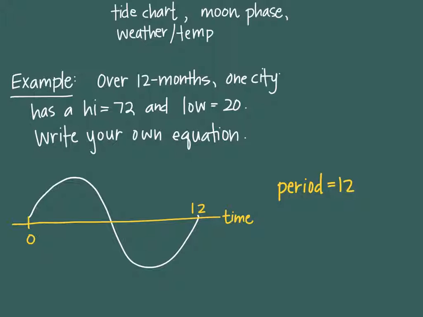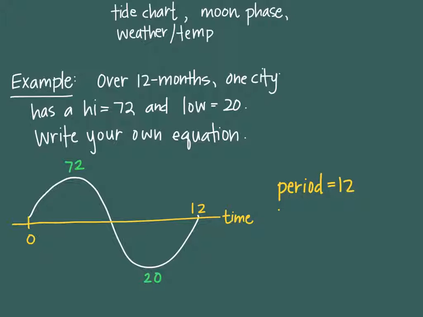Okay, now we've got the high and the low. We've got 72 here, and we have 20. That is not the amplitude. But we should be able to figure out our amplitude from there. Well, what's the gap between 20 and 72? That's our range. Our range is 20 to 72. That's not the same as the amplitude, but they're connected.